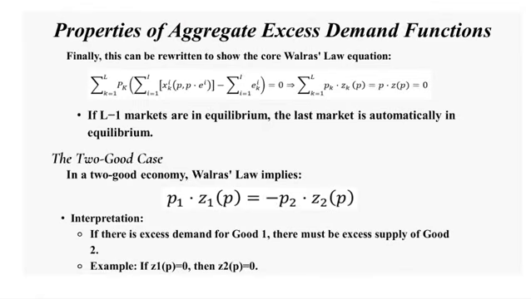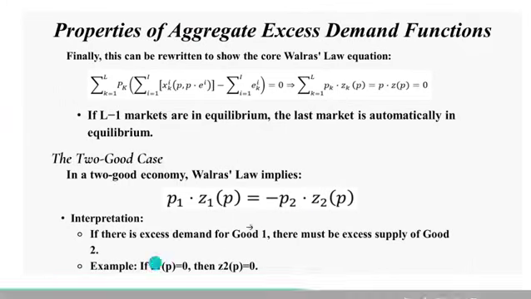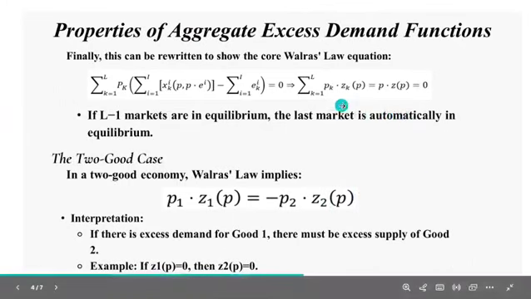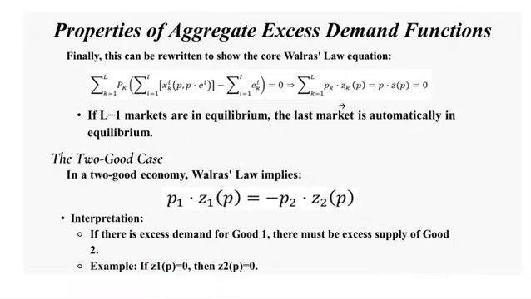And after rewriting the above expression to show the core Walras' Law, the equation yields the summation of k up to L of p k times zk of p is equal to 0. Hence it is proved.